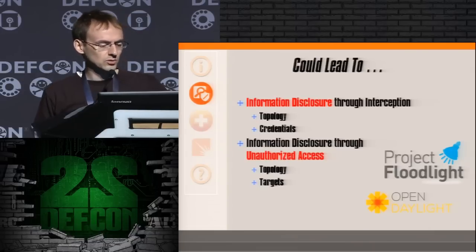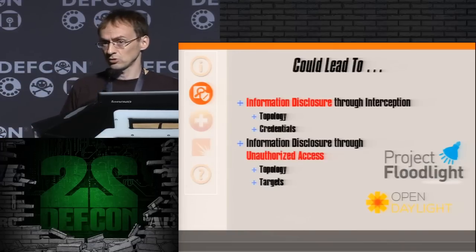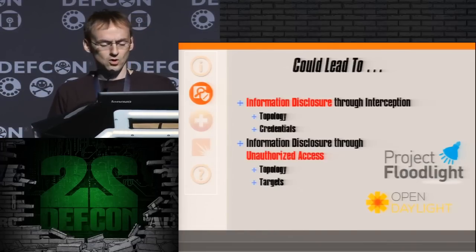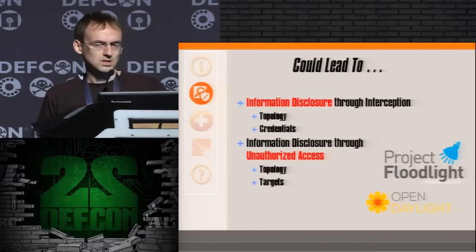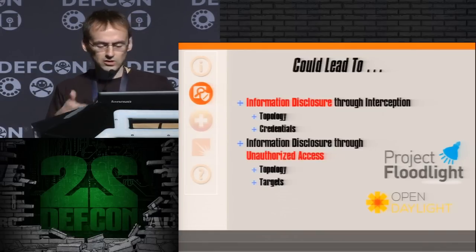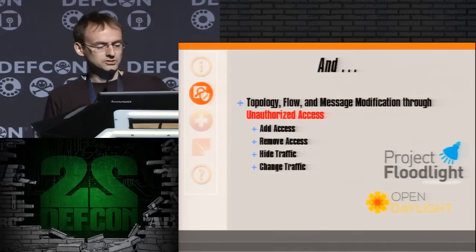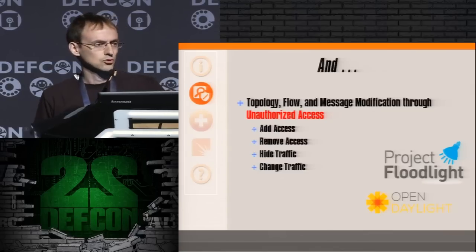are going to have problems with information disclosure through interception: topology, credentials. If they don't turn on the encryption on the OpenDaylight, you can get the credentials. Information disclosure through unauthorized access: topology and targets directly with Floodlight, indirectly with OpenDaylight using the exploit. Then turn around and do the same thing. And there are problems here with topology, flow, and message modification through unauthorized access.